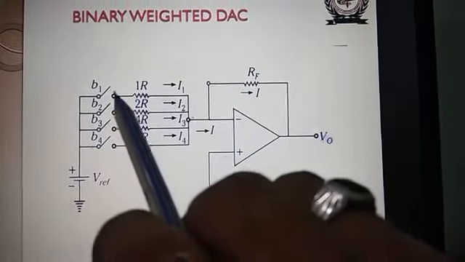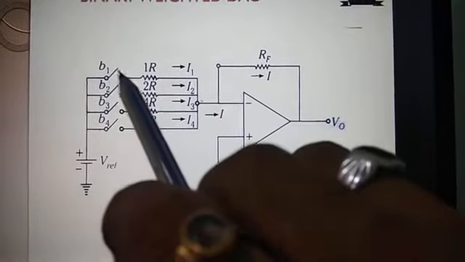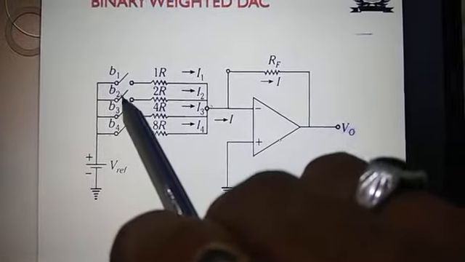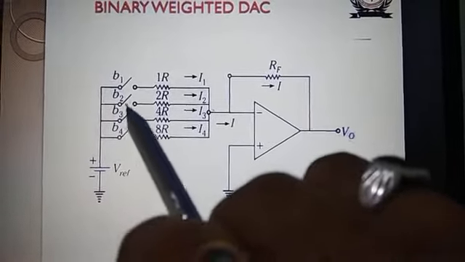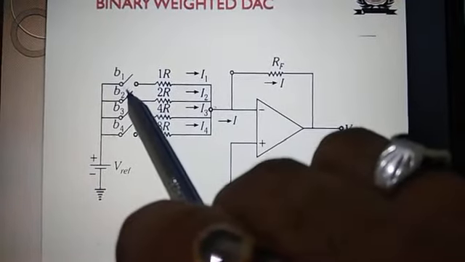So let us say 1 0 0 0. Keep B1 closed and the other 3 will be 0. Then accordingly these 3 switches will be open. Then current I1 only will be flowing through this B1.